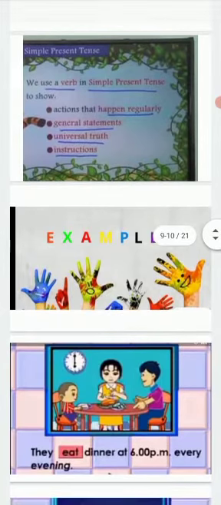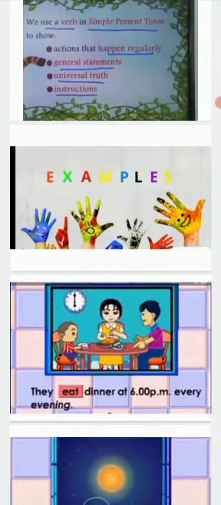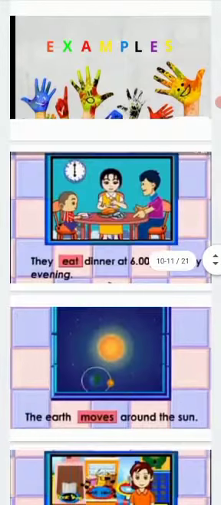Now students, we use a verb in simple present tense to show actions that happen regularly, for general statements, for universal truth and for instructions. Now we will understand simple present tense through these examples.